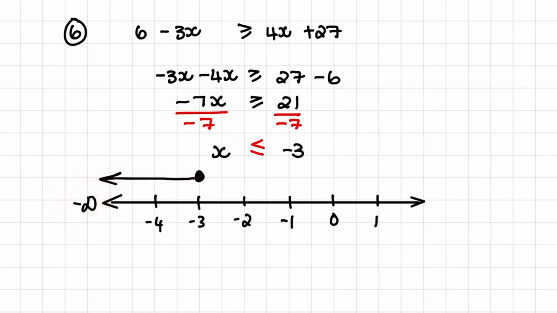In our interval notation, we have negative infinity as our minimum value, and our maximum value is negative 3 with a square bracket to show that x can be either smaller or equal to negative 3.